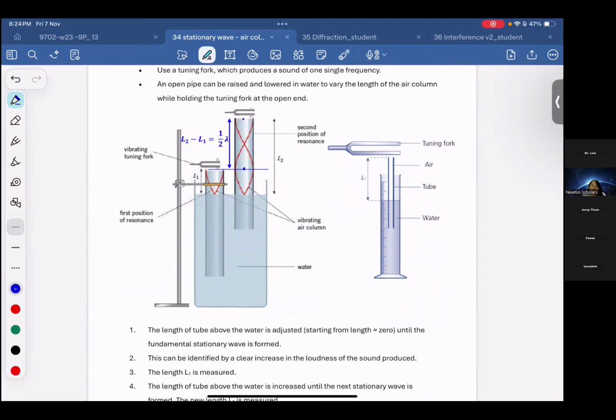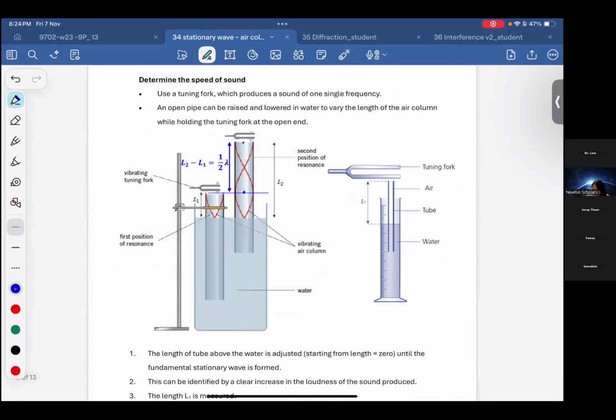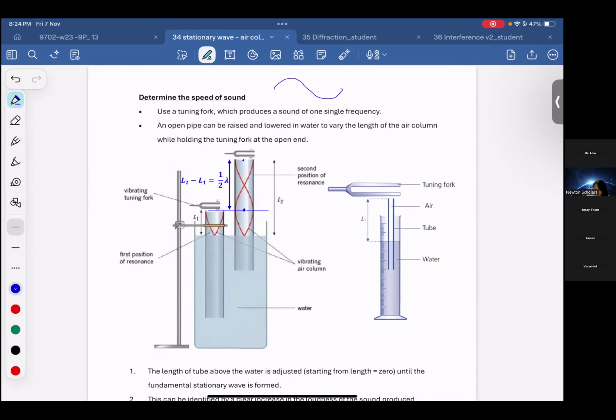For this kind of question, they don't directly tell you the length. They want you to find the length by yourself and identify this is half wavelength. One complete wavelength is like this. If I make it vertical, it will be like this. This one is an antinode, so from here to here is half wavelength. So L2 minus L1 is half wavelength. Do you agree? Antinode to antinode is half wavelength.